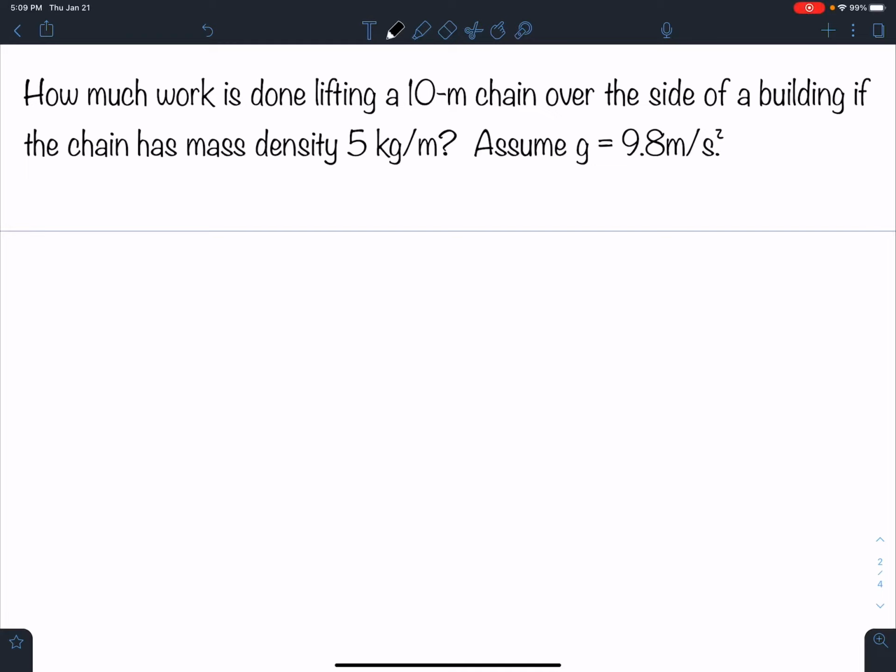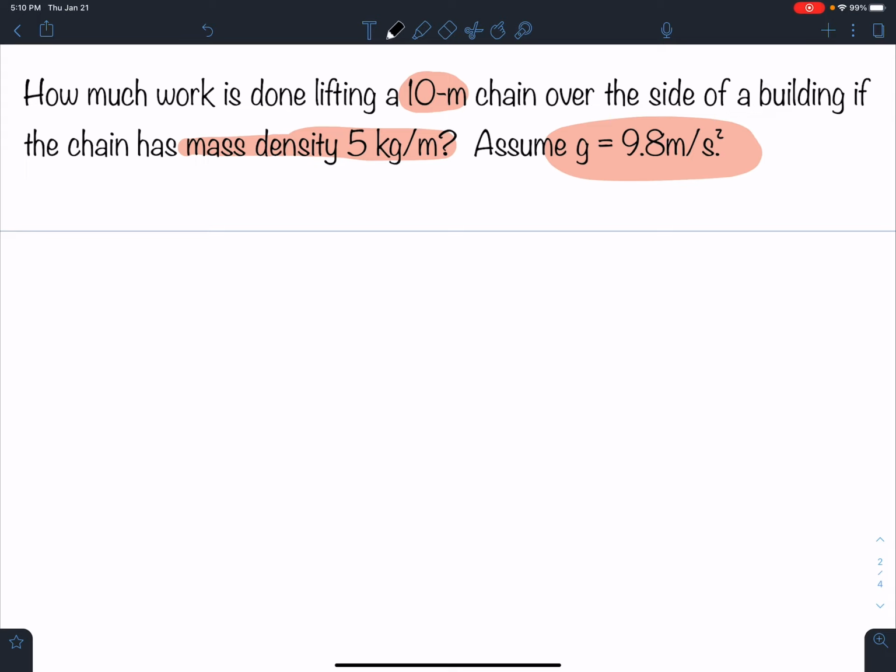So we've got some more work problems here. How much work is done lifting a 10-meter chain over the side of a building if the chain has mass density of 5 kilograms per meter, and we assume gravitational force here, that pull is 9.8 meters per second squared.